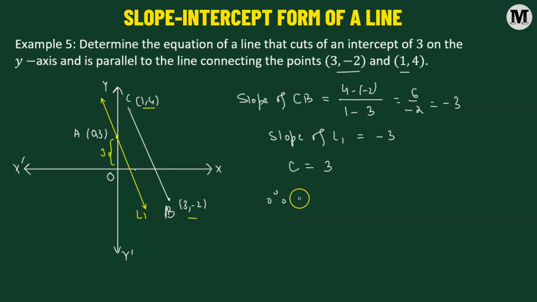We have the y-intercept, that's +3. So therefore, the equation of the line is going to be y equals m, where m is the slope, -3x plus the y-intercept 3. So this is going to be the required equation of the line. So this is how we can use the slope-intercept form to obtain the equation of any given line.